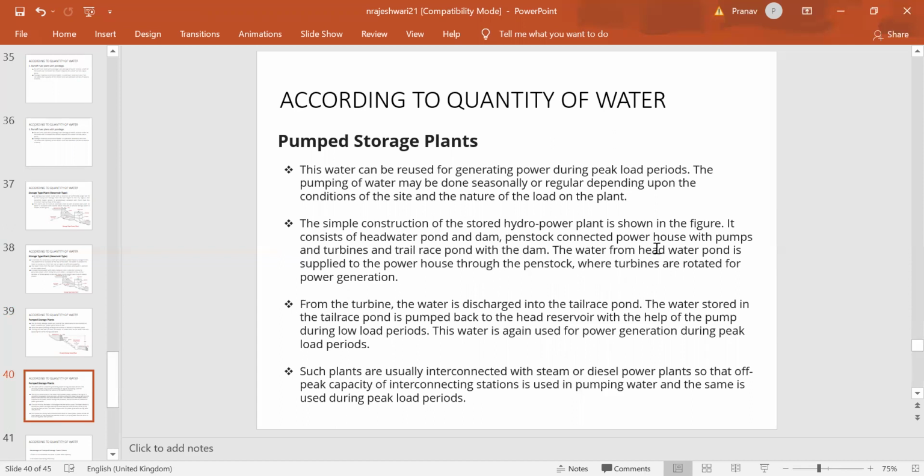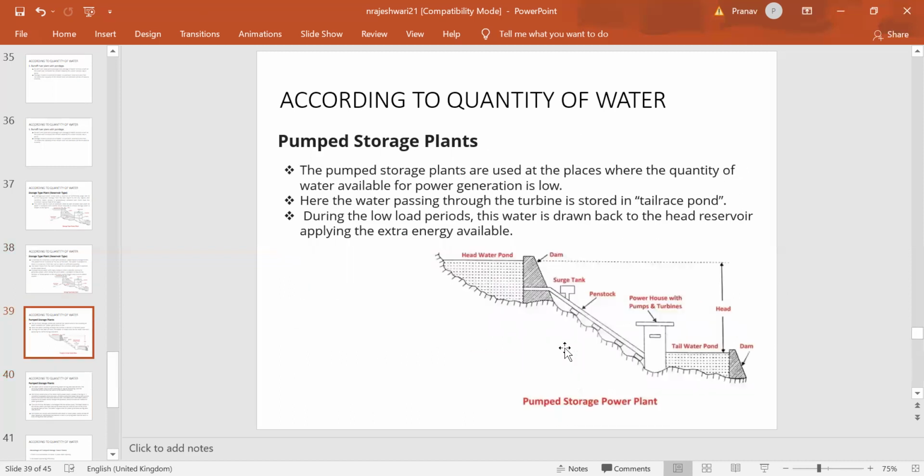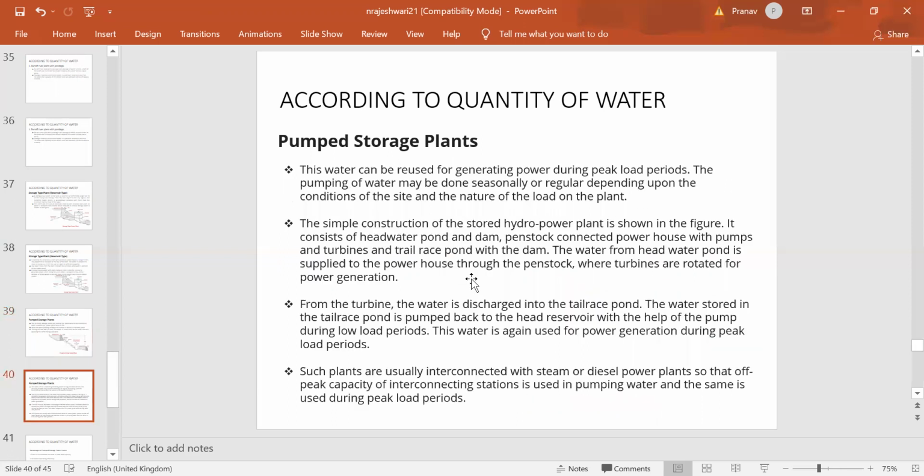The water from the headwater pond is supplied to the powerhouse through the penstock, where turbines are rotated for power generation. From the turbine, the water is discharged into the tail race pond, and the water stored in this tail race pond is pumped back to the head reservoir with the help of a pump during low load periods. So this is sent again to the headwater pond, and this water is again used for power generation during the peak load hours.